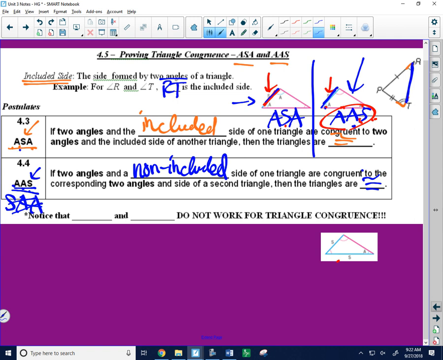Every other one so far, if you turn it around, it would still be the same thing. SSS or SAS or SSA. Good question. Anything else? I mean, right now? Well, we're going to do some examples.